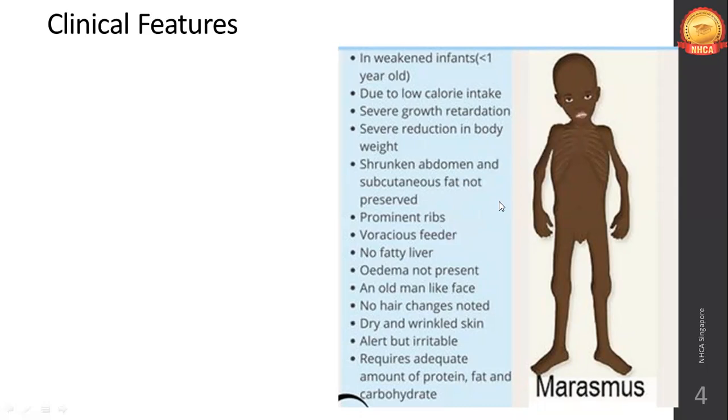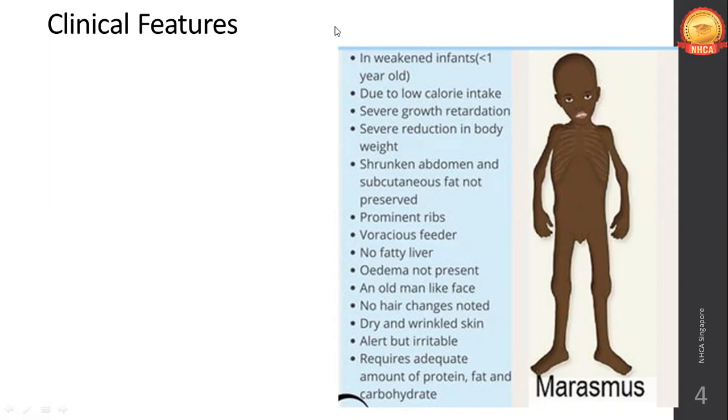The child is a voracious feeder. Anyone, do you know what is the meaning of voracious feeder? Any guesses? Yes, it eats a lot. The child has a lot of appetite. It eats a lot, but it is not registering in the body. That's because of organ failures, complications and metabolic disturbances that have taken place.